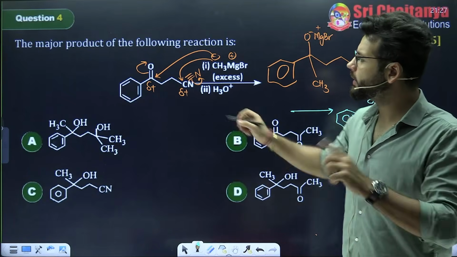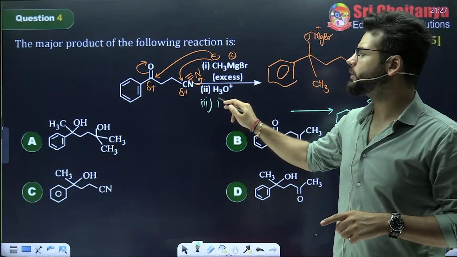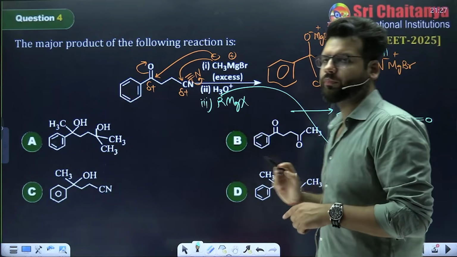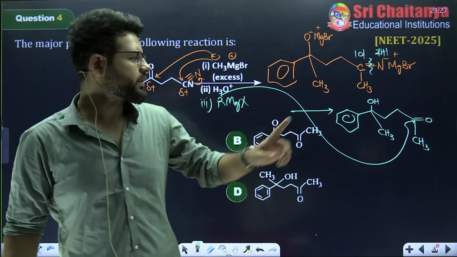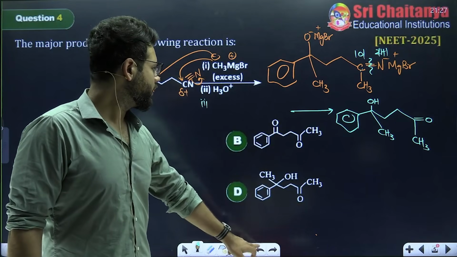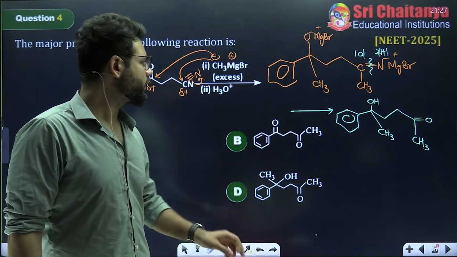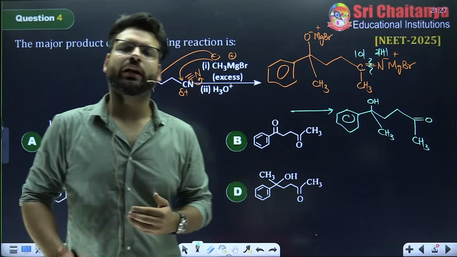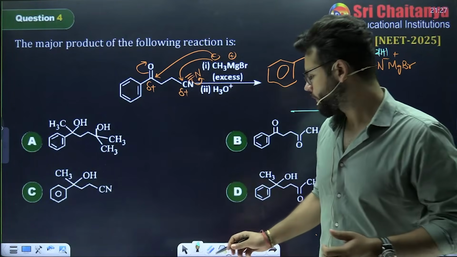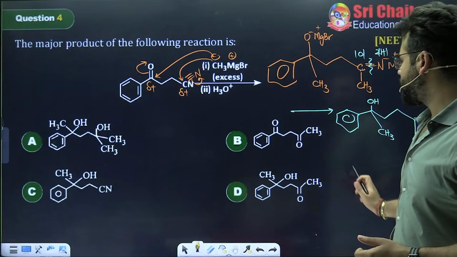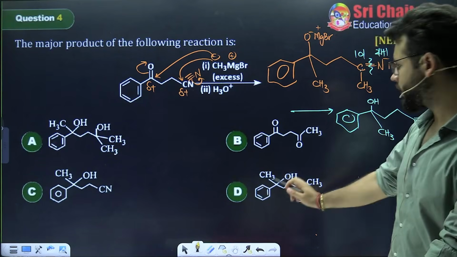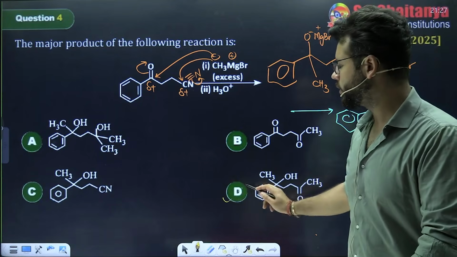If I do another Grignard reagent as a third step, RMgX, then in that case here also a tertiary alcohol can form. But until it's mentioned, cyanide always converts into ketones on the attack of Grignard reagent, never into alcohols directly. It's a preparation of ketone. Right, so we get our answer. We get a ketone here and another methyl here, which is option D.